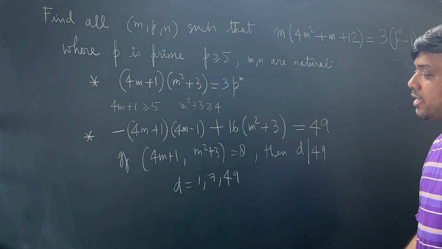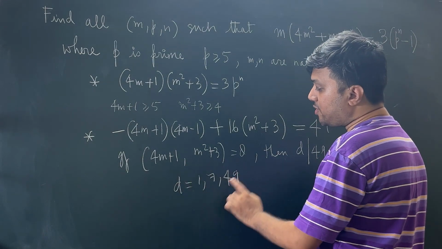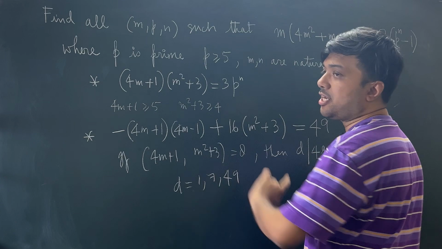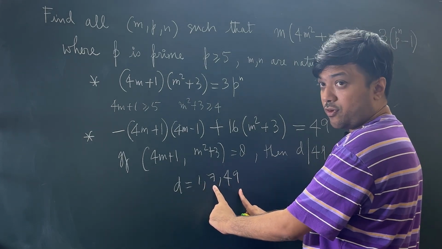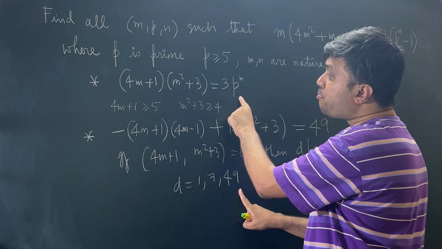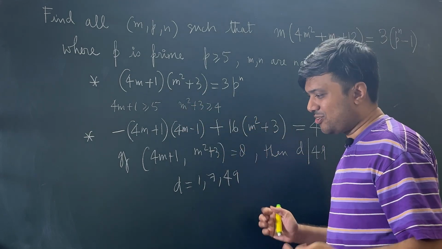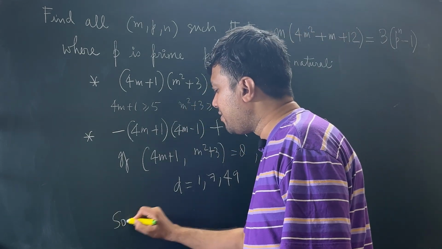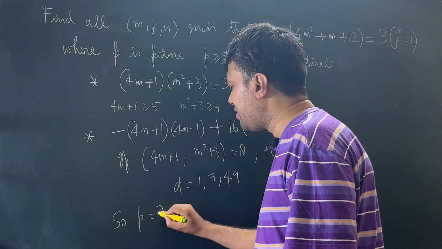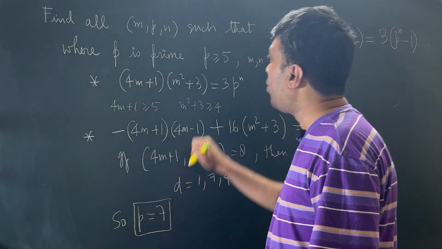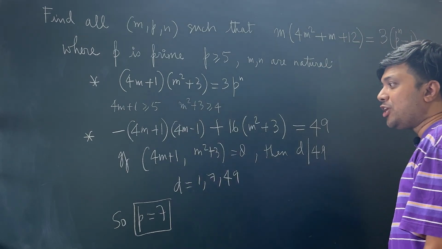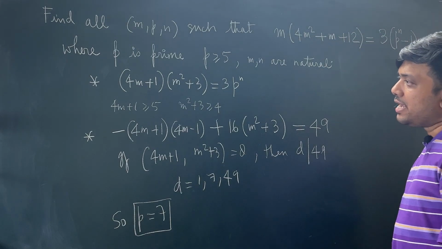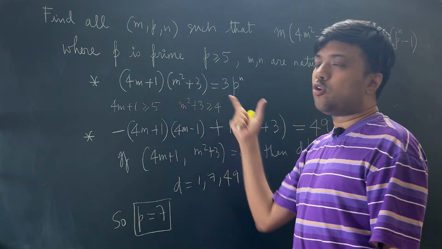Now, can 4m plus 1 and m square plus 3 have a GCD of 1? No, we already argued that they should share a common factor. The common factor it can share can therefore only be 7 or 49, which means that the prime p that is common has to be 7. So we discovered that p must equal 7. That's good progress. We already found p has to be 7. There is no other way. Once you get p is 7, the second thing to note is that the common factor can only be a power of 7.